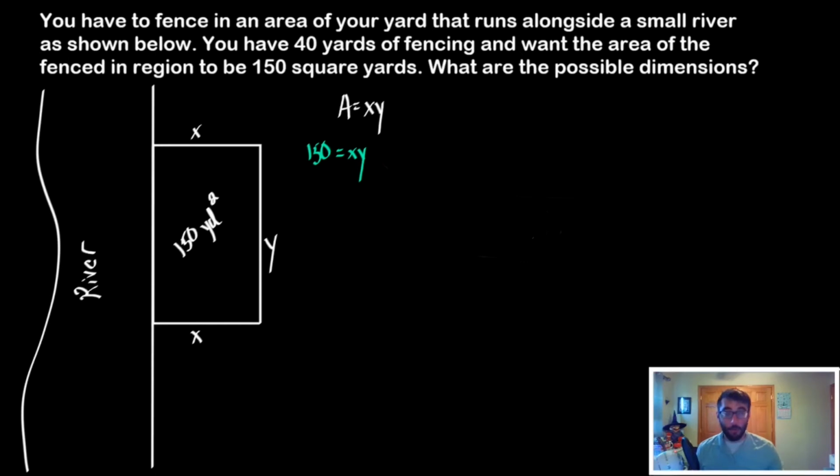Now, the other part is that we have 40 yards of fencing. So that is the perimeter. So if I add these three sides together, now I'm not fencing in this side, right? Because that's going alongside a river, but I'm fencing in these three sides. That is going to be equal to 40 yards because we have a total of 40 yards of fencing. So I know that the perimeter in this particular case is equal to 2x plus y, which is going to be 40 is equal to 2x plus y.